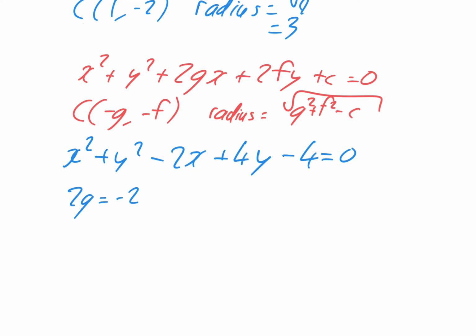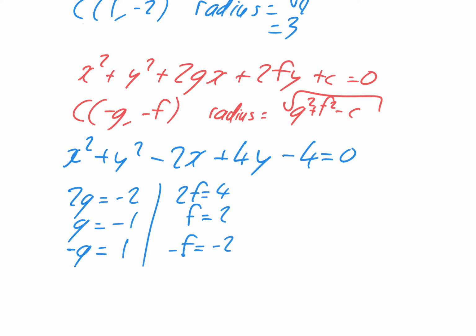2g equals minus 2, which means g is equal to minus 1, which means minus g is equal to plus 1. My 2f is the thing multiplying the y. So 4 is equal to the 2f. So 2f equals 4, which means f is equal to 2, which means minus f is equal to minus 2. And your c is a bit on its own. So c is equal to minus 4.